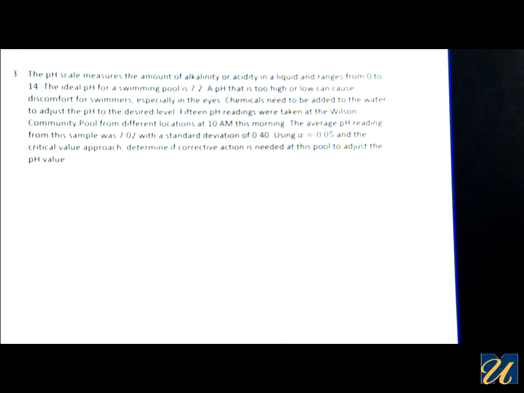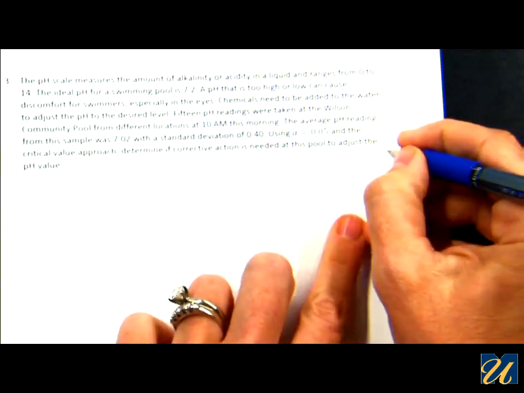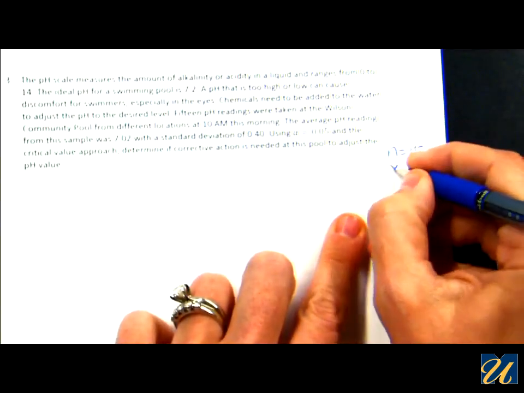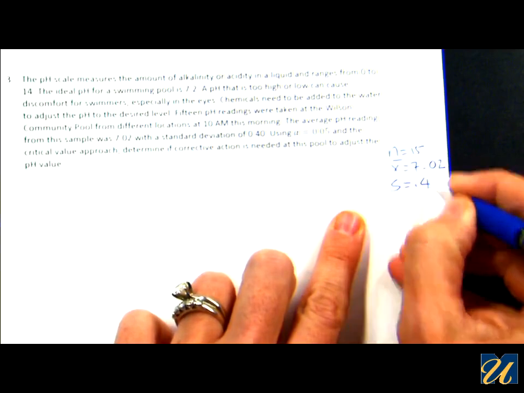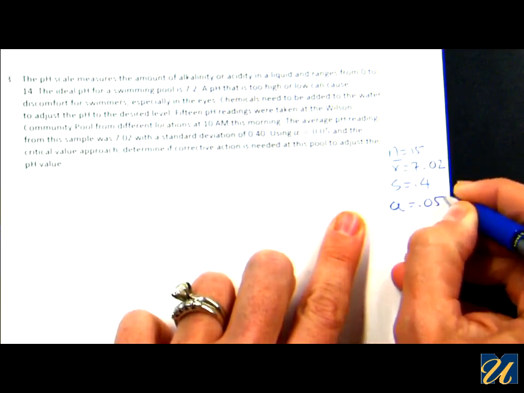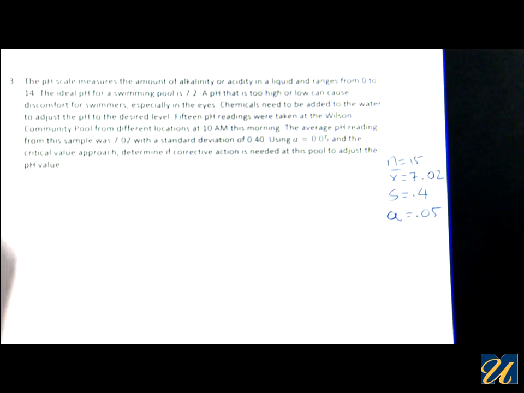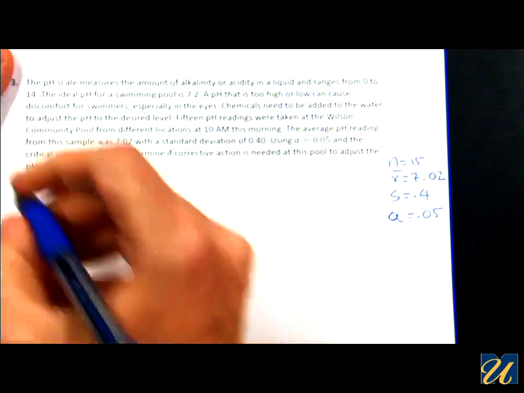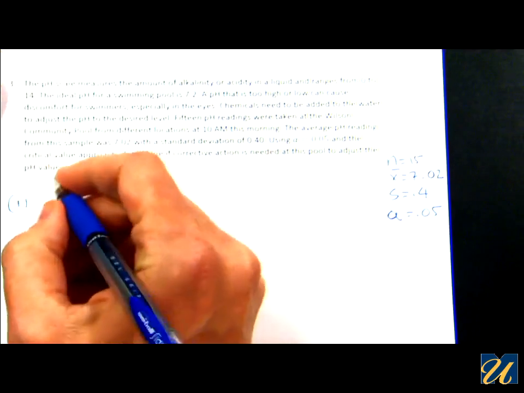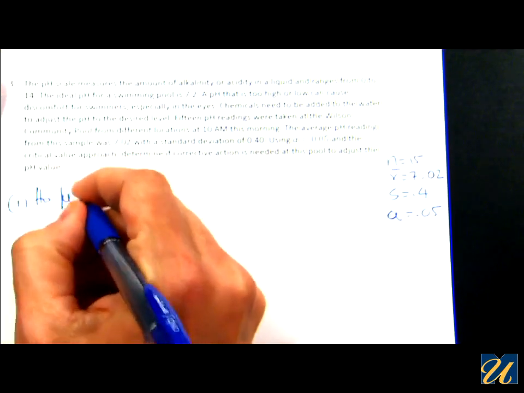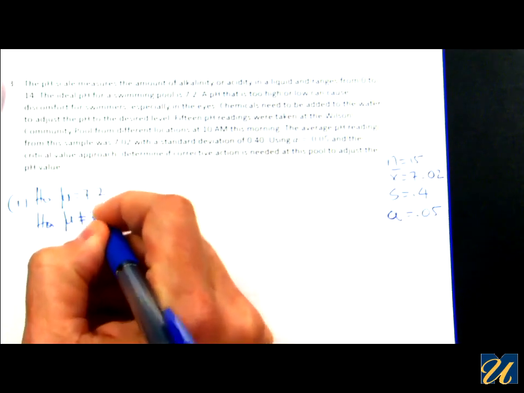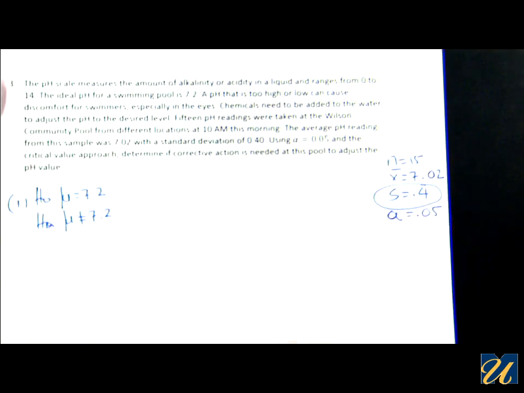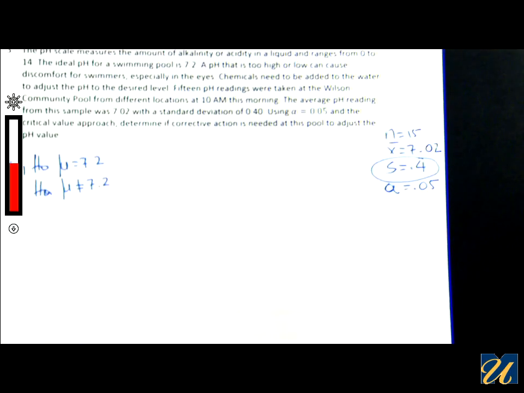Problem number 3, we have n equal to 15, we have x bar equal to 7.02, we have s equal to 0.4, we have alpha equal to 0.05. The hypothesis set, we basically want to check if mu is 7.2, the alternative therefore will be mu different than 7.2. S is given, therefore I will have a t-test.